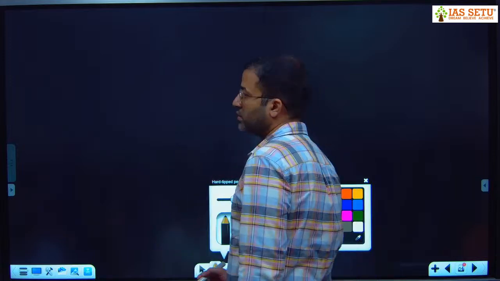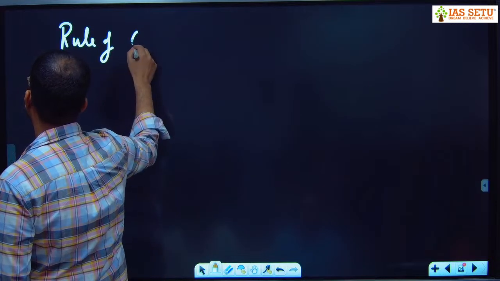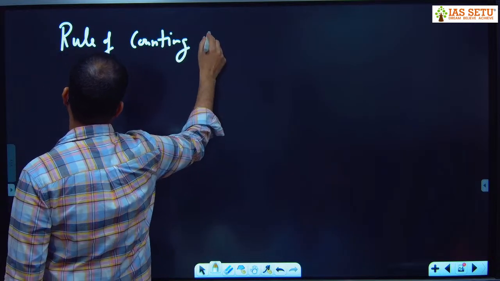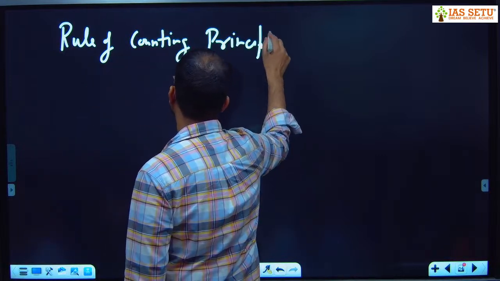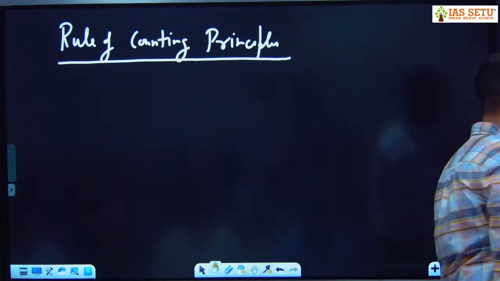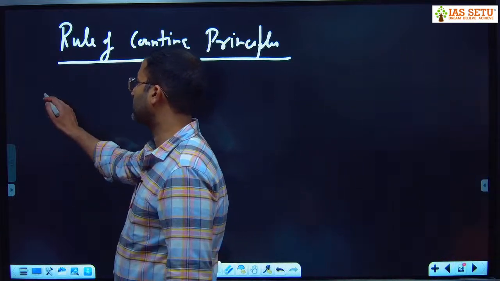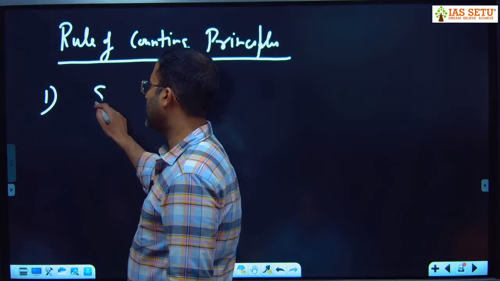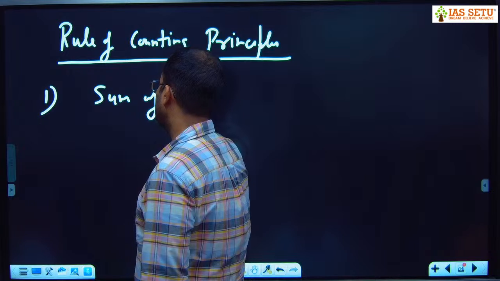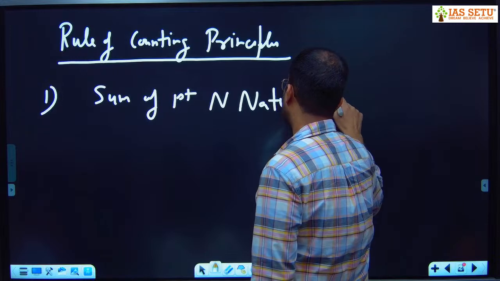Now the next topic is rule of counting principle. I take 5 rules. Some of you already know this rule. What is this rule of counting principle? First one is sum of first n natural numbers.